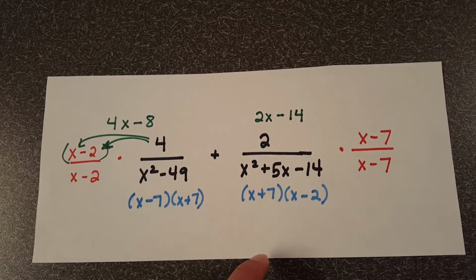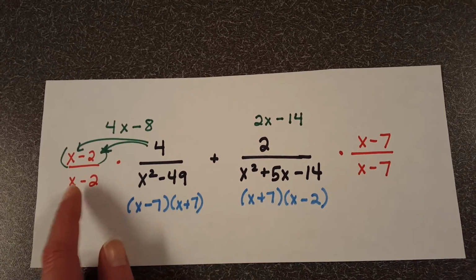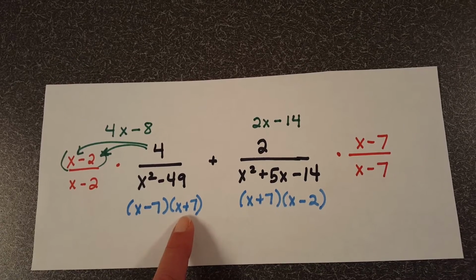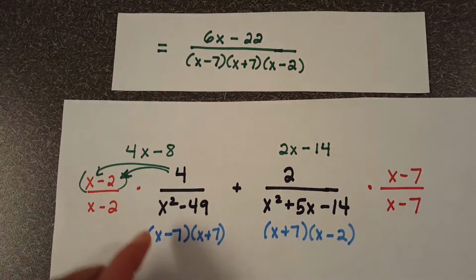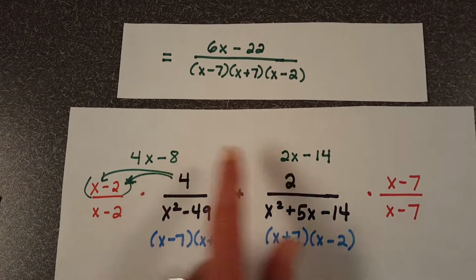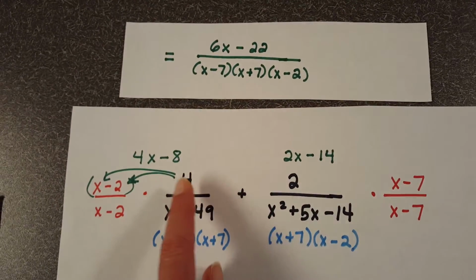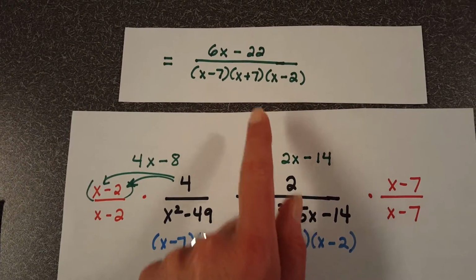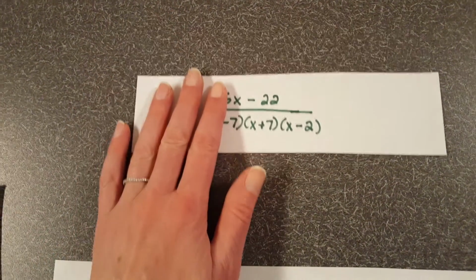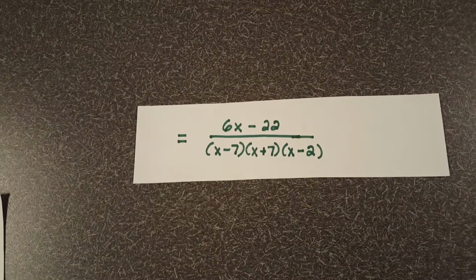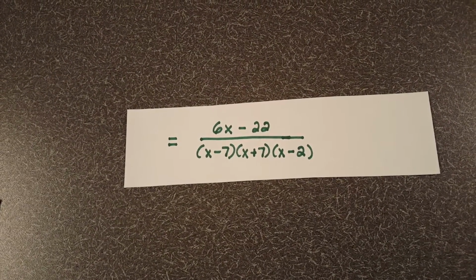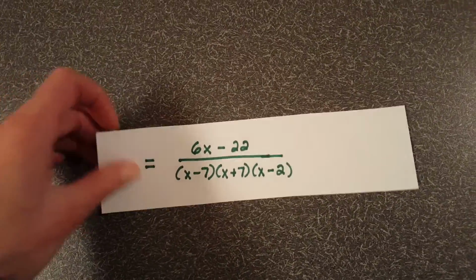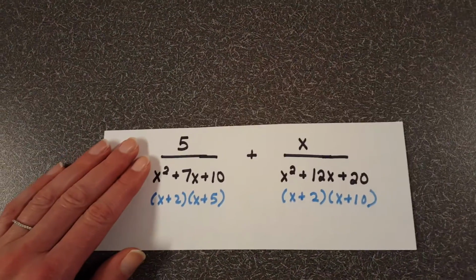The common denominator is going to be made up of 3 factors, the x minus 2, the x minus 7, and the x plus 7. So, if we take 4x plus 2x, we get 6x. Negative 8 plus negative 14 is negative 22. And then there's those 3 factors for the denominator that we talked about. That's it for that problem. Remember, don't multiply out the denominator, just leave it in factored form. Okay, now I'm going to move on to the next problem. Remember, if you need more time, just go back and rewind it or pause.